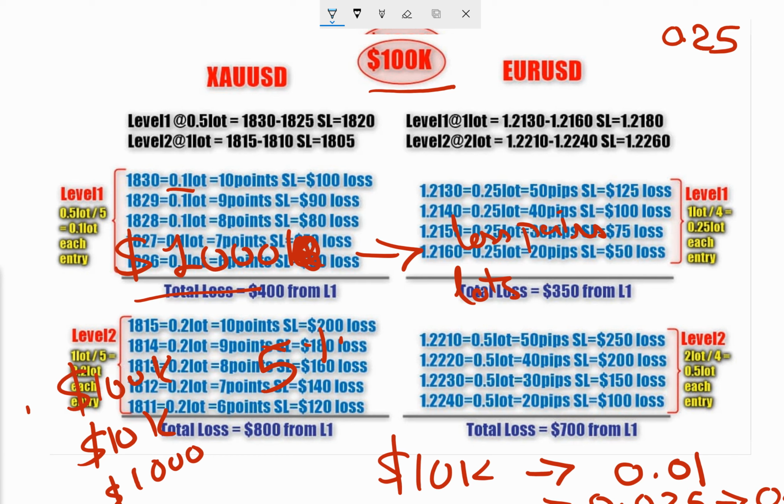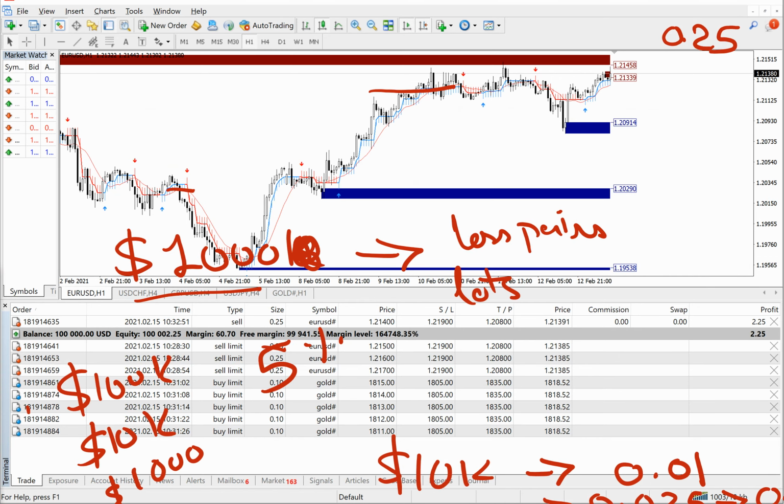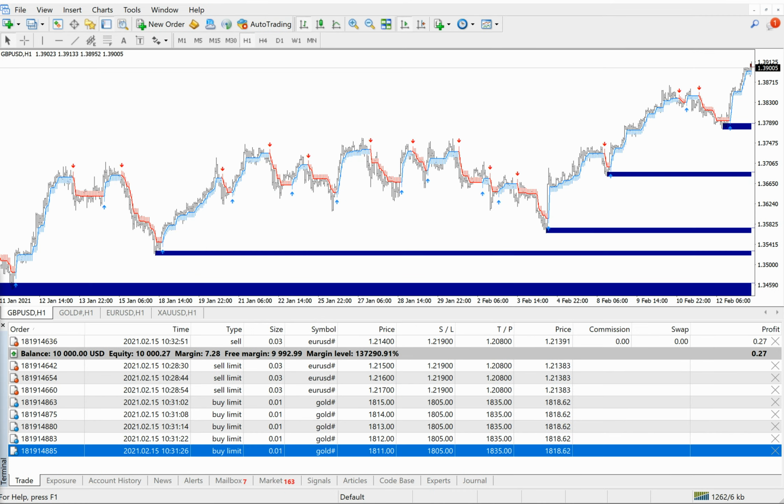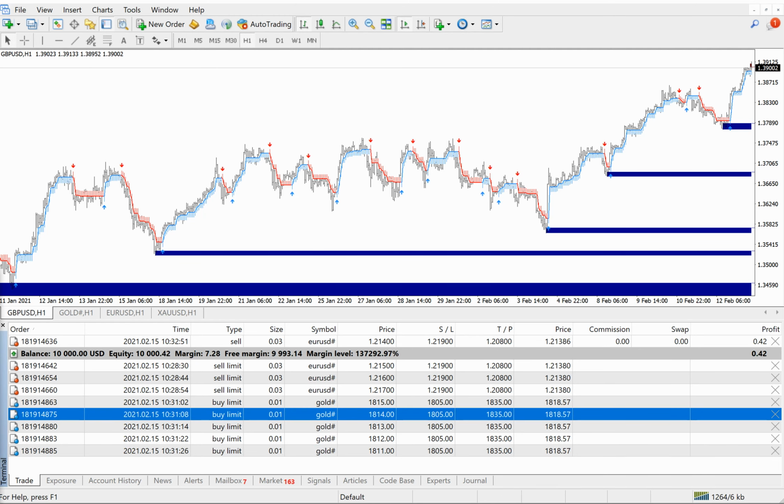Okay, so in every account, the lot size and the strategies that we will add are going to be different. So this is the $100,000 account, so trading lot size is set here at 0.25 and 1 lot for gold. This is the $1,000 account where the same trades were copied, but here the lot size for currency pair was 0.03 and for gold it's 0.01. So this is how this entire setup actually works.